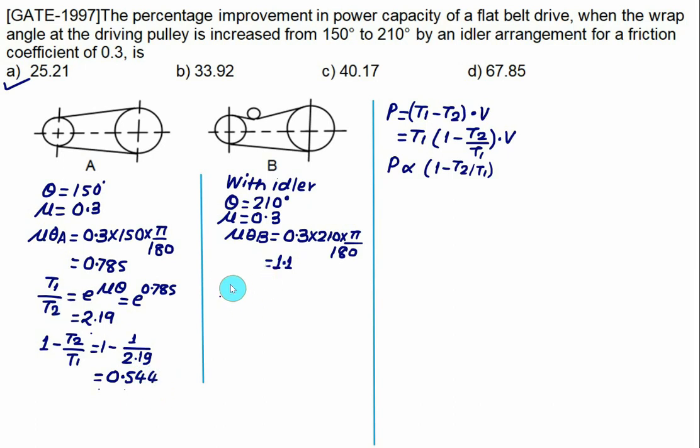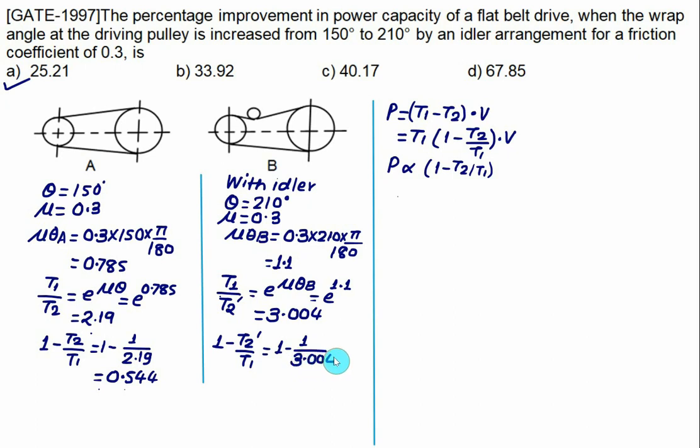The same procedure is repeated here also. This time the tension on the slack side will change. Tension on the tight side will remain the same because that is the maximum tension. So let's represent it as T2 prime. This value is the same as e to the power mu into theta B, that is e to the power 1.1, which is equal to 3.004. So we can calculate 1 minus T2 prime by T1, equal to 1 minus 1 divided by 3.004. This value equals 0.667.